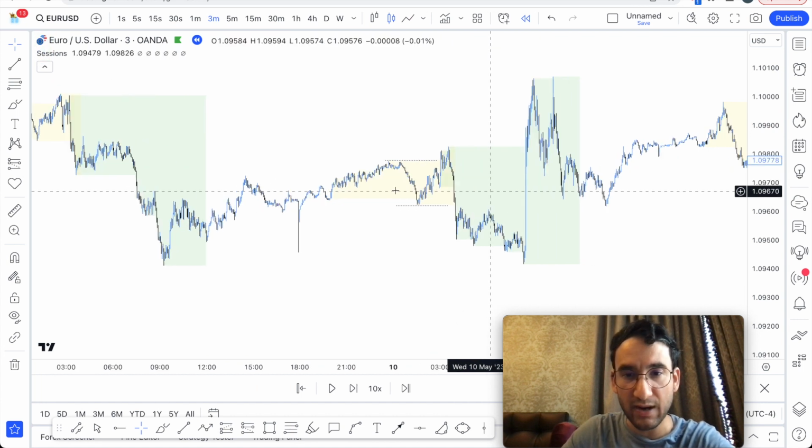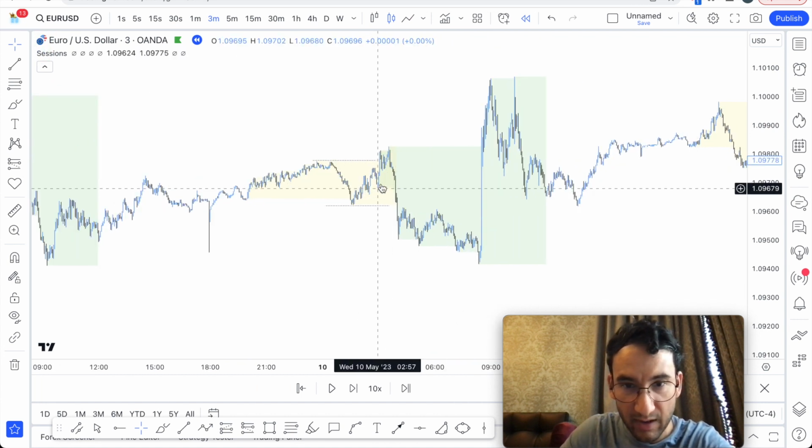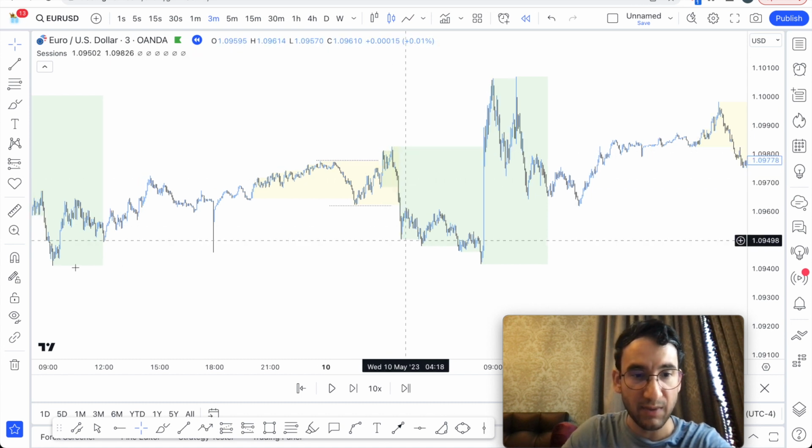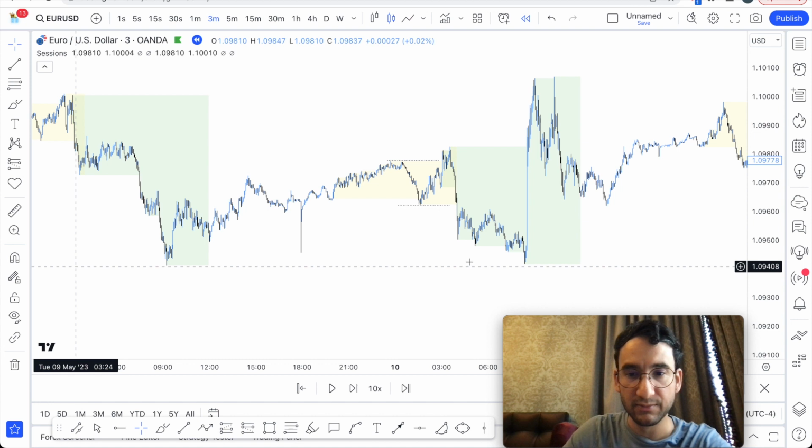When London opened right here, it took out the Asia highs, and then price sold off. You can take profit at the bottom right over here for a good profit. So that would be a good one.